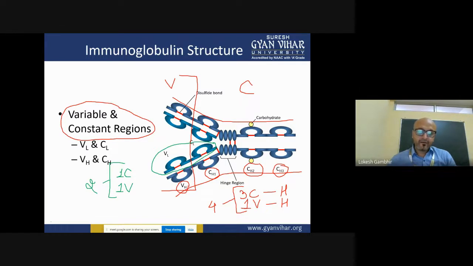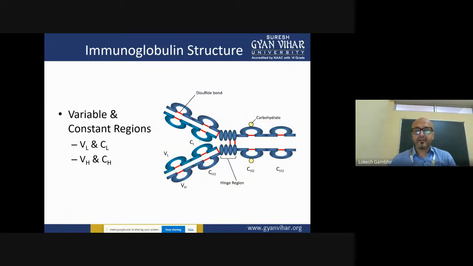Now, let me just remove all the ink and then let's talk about it. If I ask how many variable regions are present in an antibody, the answer will be 4. Why? These are the variable regions. Two variable regions from the light chains and two variable regions from the heavy chains. And when you're talking about the constant region, then we have these regions which are called the constant region.